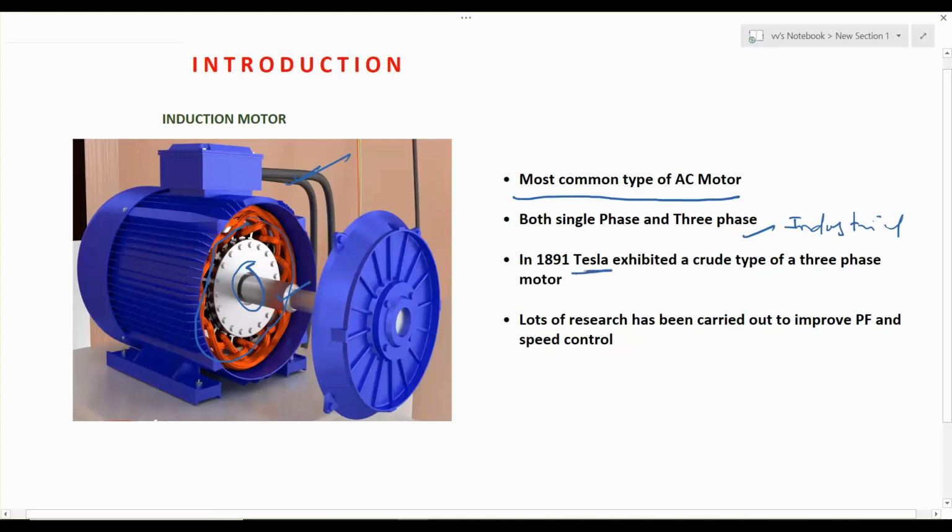The great scientist Tesla in 1891 he exhibited a crude type of three-phase induction motor in a exhibition. After decade research అనేది చాలా జరిగి దానిలో ఈ ఇండక్షన్ మోటార్ లో పవర్ ఫ్యాక్టర్ ని ఎలా ఇంప్రూవ్ చేయాలి, సో హౌ టు కంట్రోల్ ద స్పీడ్ అనే రీసెర్చ్ అనేది ఇంకా కంటిన్యూ జరుగుతుంది. So nowadays it is we are involving power electronic circuits to control the speed of the three-phase induction machine.